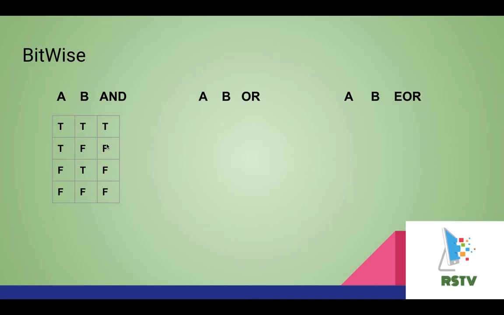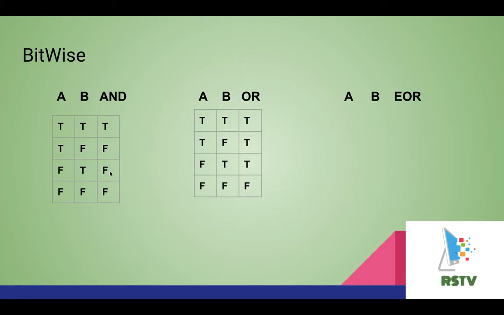Why? We already told about the behavior of the AND operator. Both conditions should be true, then only the output will be true. See here, first condition false, second condition true. This time also false. Finally, when both conditions are false, the output is false only. Okay, this is the AND operator.